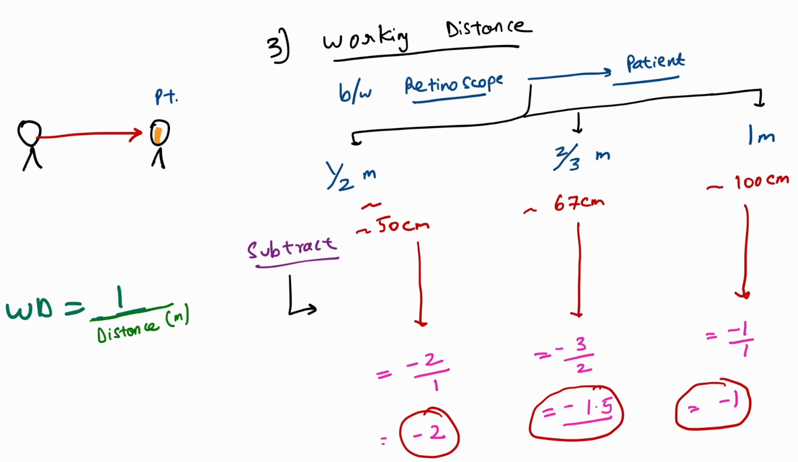We just need to flip the values. Like if it is 2 by 3, we flip it and it is 3 by 2. So if we divide it, it comes to 1.5. And if the distance is half, if we flip it, then it is 2 by 1. So it is -2. Same in case of 1. It is easy to remember.